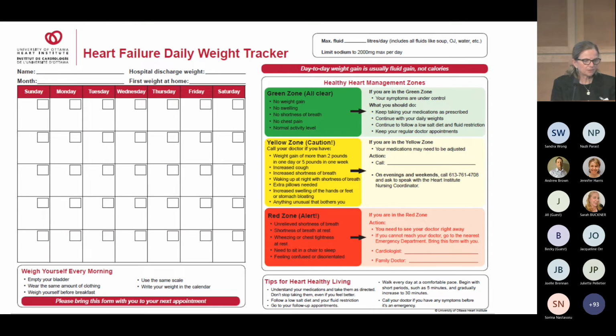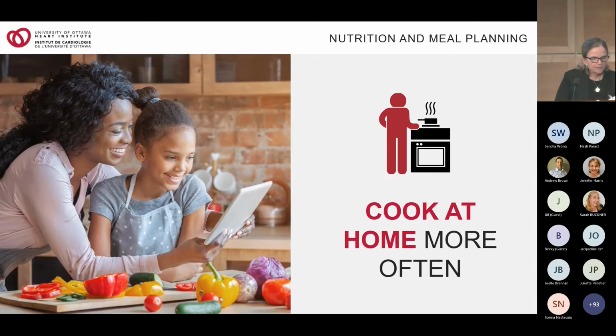So most of the time, patients are provided with the heart failure daily weight tracker in hospital. So we get them to get the tracker out and we review it again, answer questions, and make sure that they're really comfortable with using this really important resource. So that's the first session.